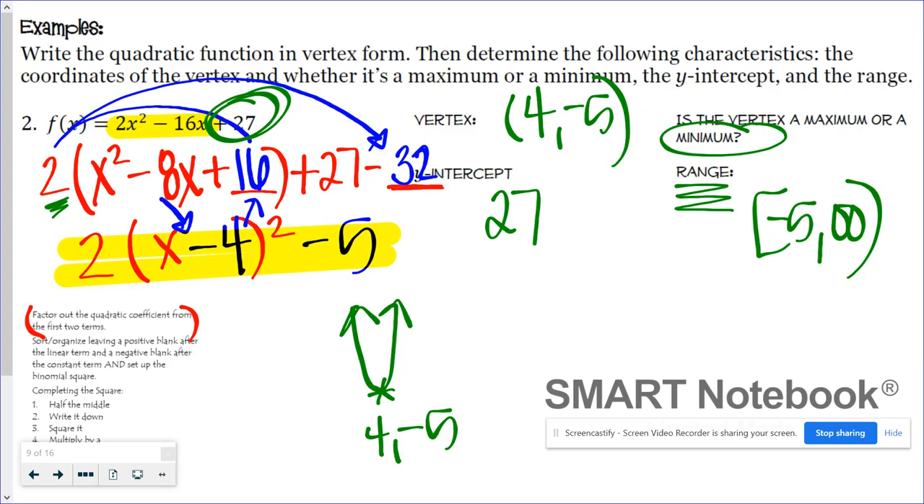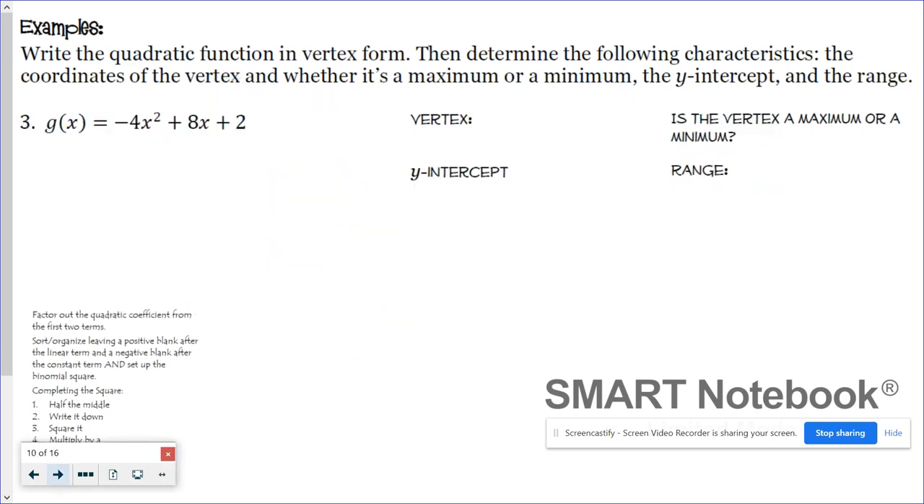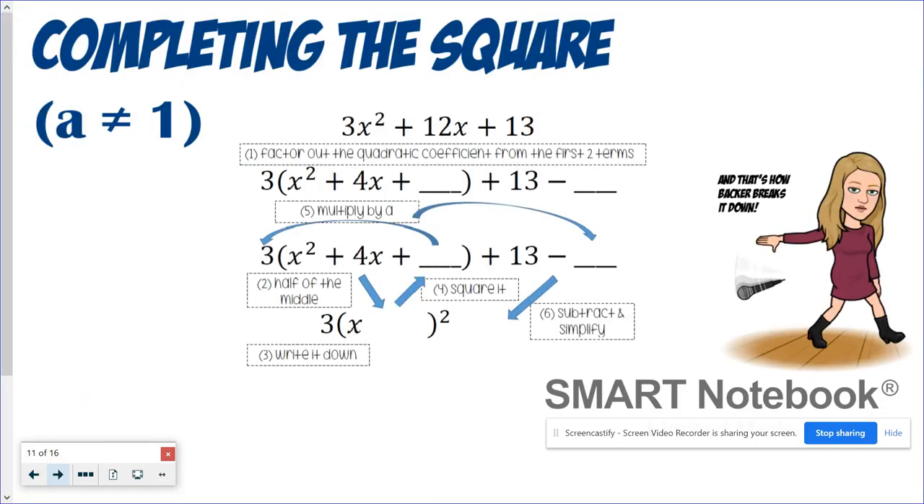And so that's how we would go about completing the square when there is an a term that isn't equal to 1. We'll take a look at number 3 in class tomorrow. I just wanted you to see it in action here, and then in action in class tomorrow. But here is how I break it down.